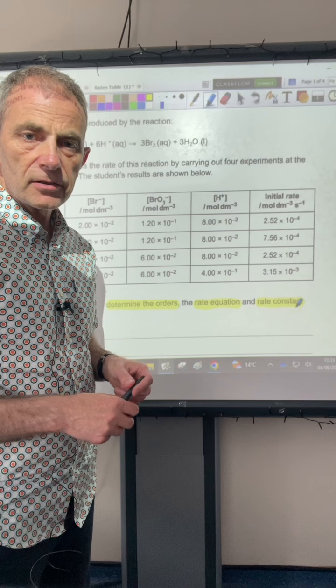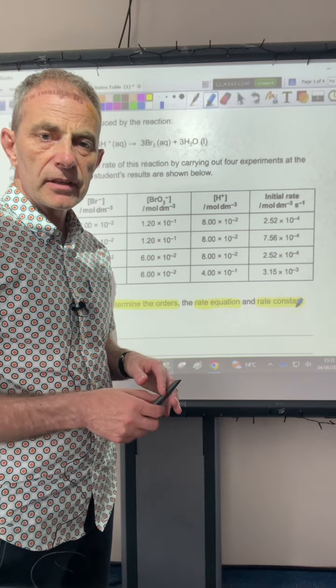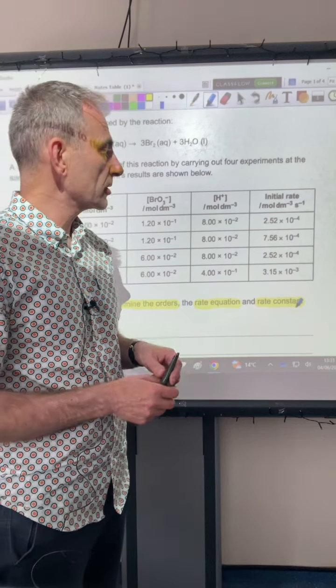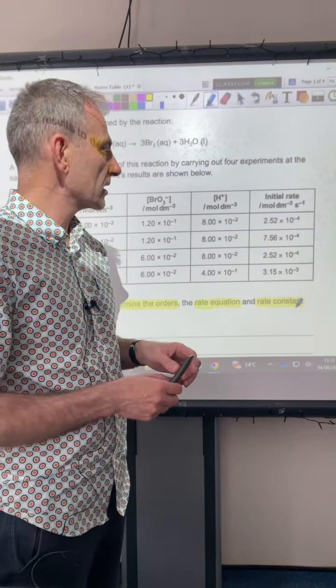Got a typical rates question to go through. I'm pretty certain one of these is going to come up on the A-Level Chemistry Paper 1 next week, so it'll be a good idea to look at how to tackle something like this.